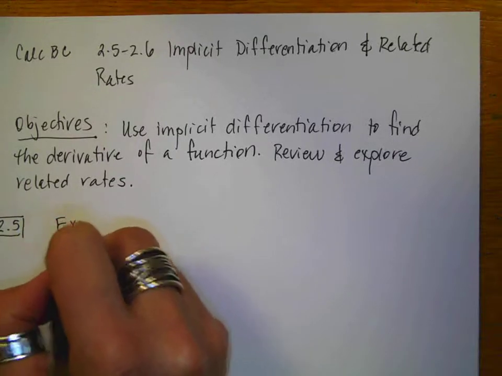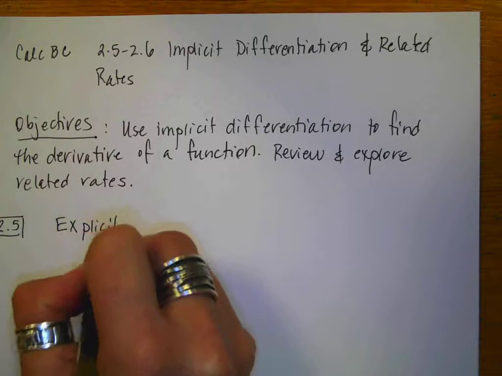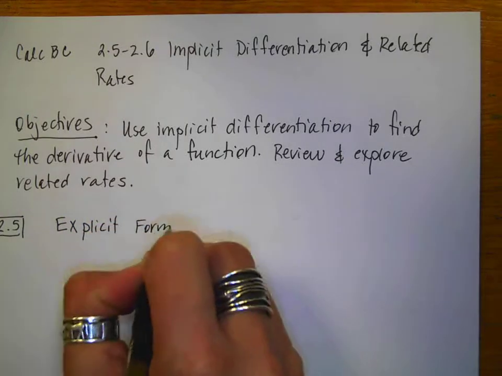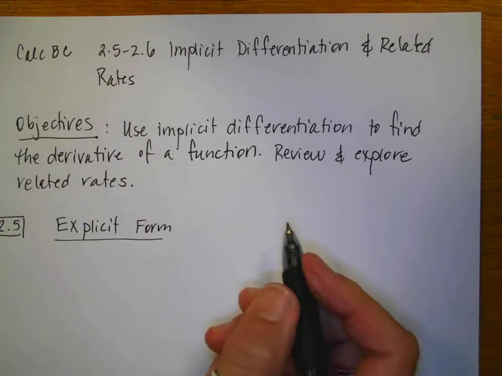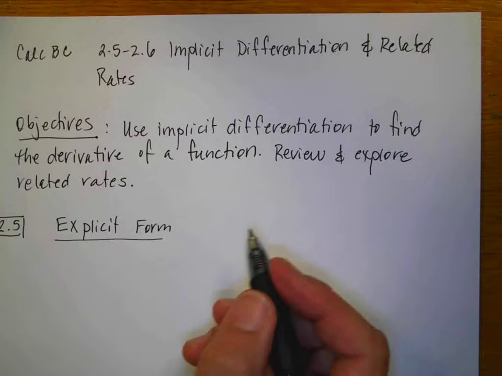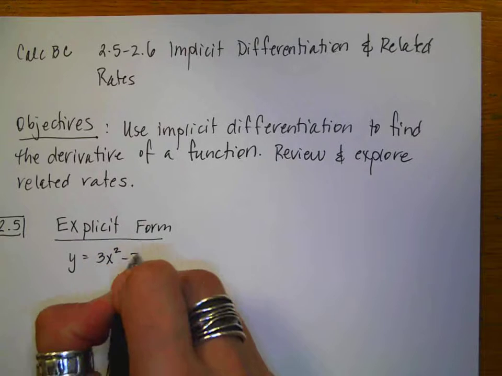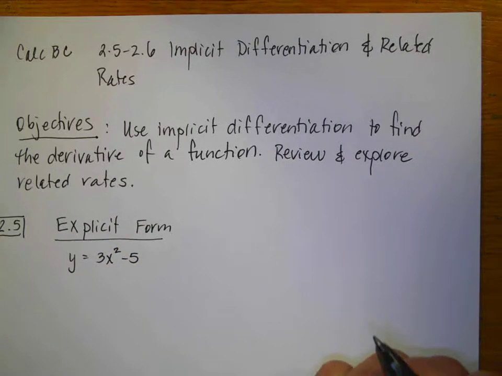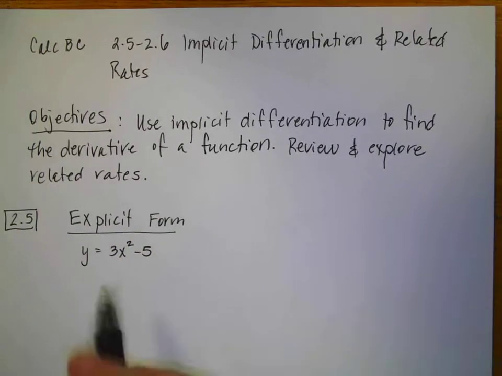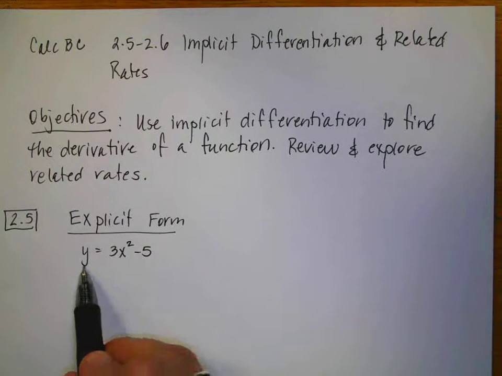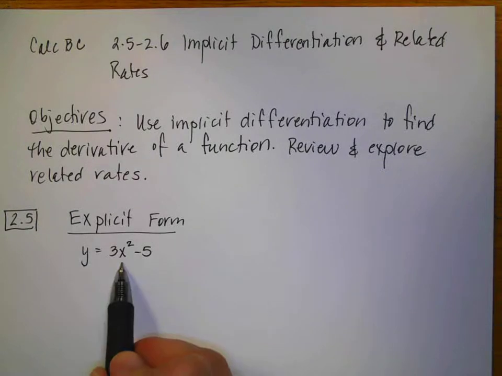we want to go back before we actually get started and talk about the explicit form of an equation. Even though we don't talk about it being an explicit form very often, it would look like y is equal to 3x squared minus 5. What I notice when I look at the explicit form is that y is over here by itself. Everything over here is either an x or a constant.